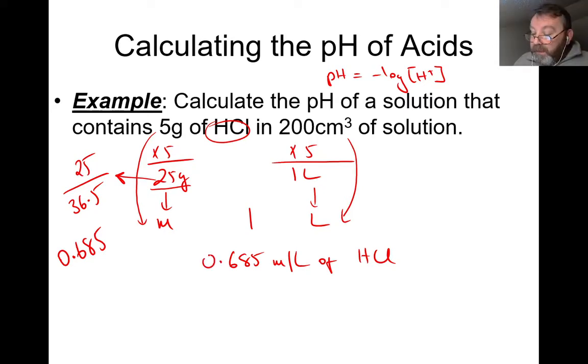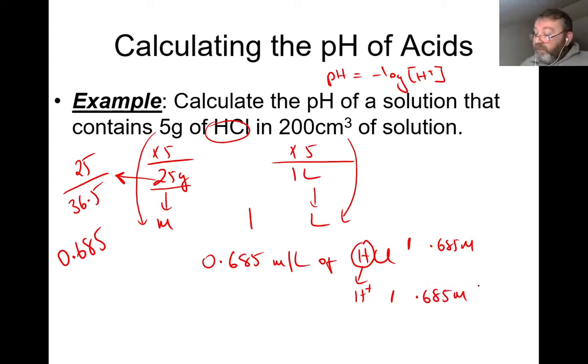Now, 0.685 moles per litre of HCl. Look at HCl. Is it monoprotic, diprotic, or triprotic? And the answer is mono. So therefore, for one molecule of the acid, you will simply get 1 H+. So there's a 1-to-1 relationship between the acid and the number of hydrogens it produces in dissociation. So 0.685 molar and the number of H must be exactly the same.